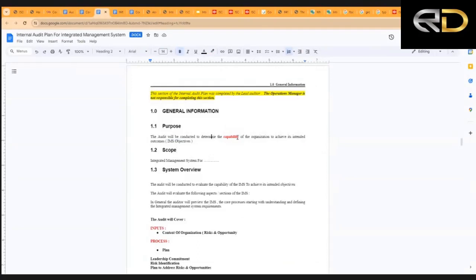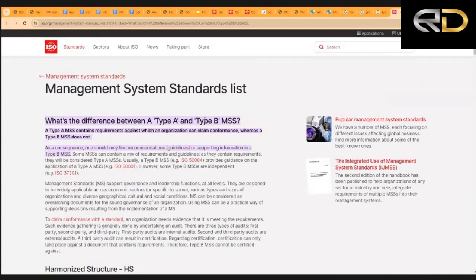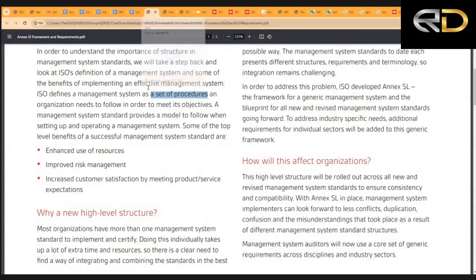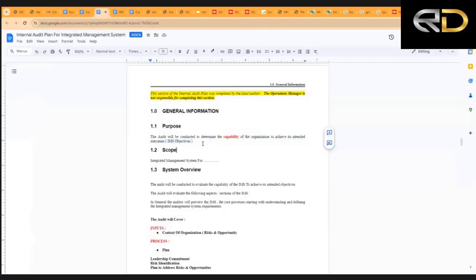And these IMS audits are always conducted on processes so that you determine the capability. As I said, this is how type B standards work, because it is a type B management system standard. Management system standards type B, again, you can see here, that's why they said it is a model to follow when you're setting up and operating a management system, and in this case, an integrated management system. So that is what you need to do.